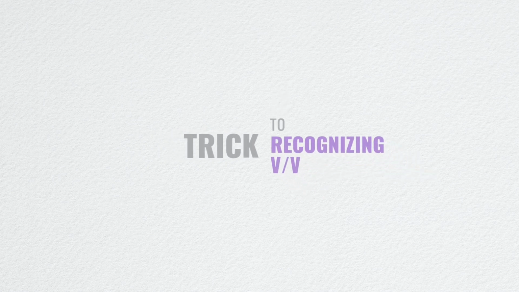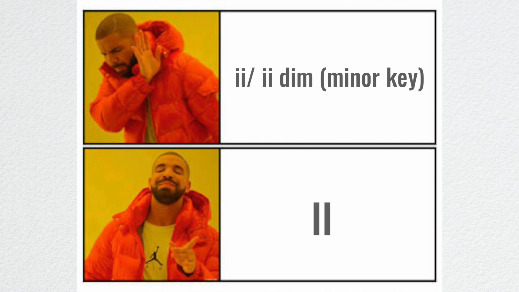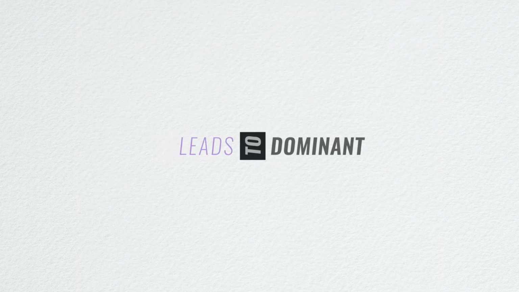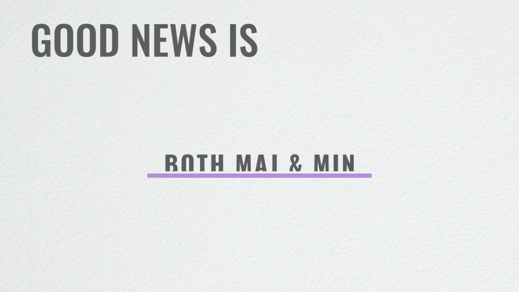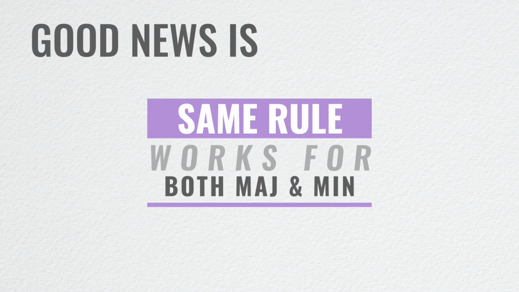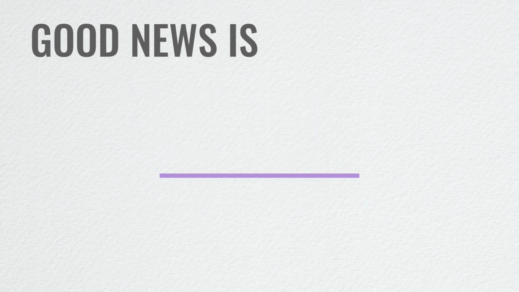So here's your trick to catching that sneaky 5 of 5 on your next dictation test. If you hear Fi instead of Fa, and your 2 chord is being changed into a major triad, and all that leads to a 5 chord, chances are you have encountered a secondary dominant 5 of 5. And the good news is, the same rule applies to both major and minor keys.